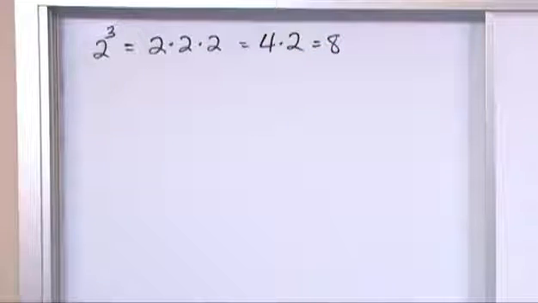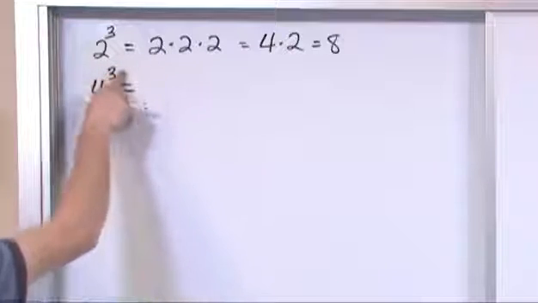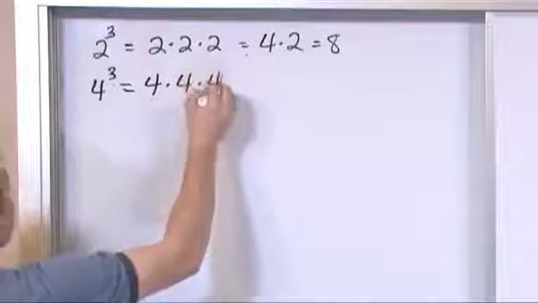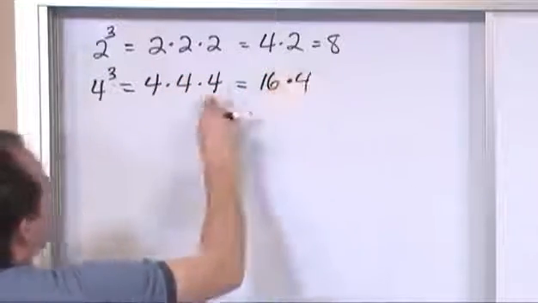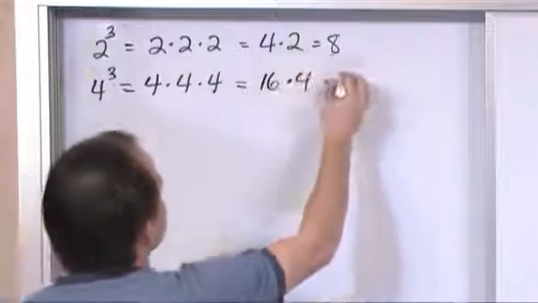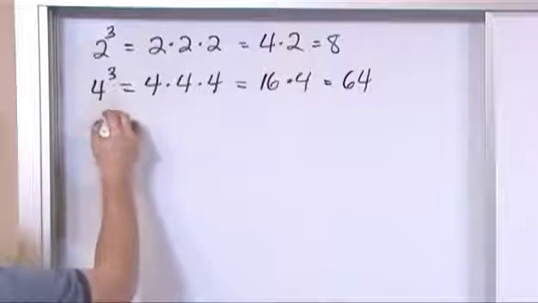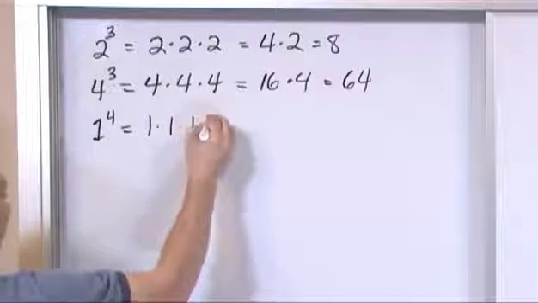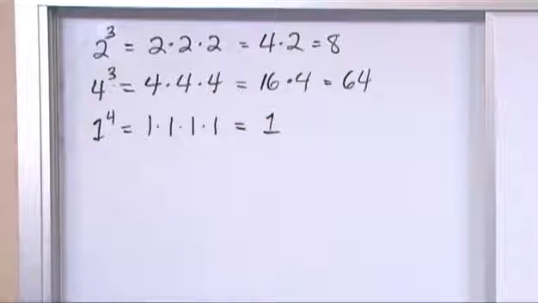So when you're evaluating these, you're going to have to take your time. 4 cubed, right? So that's 4 times 4 times 4. 4 times 4 gives you 16, but you still have to multiply by 4. 16 times 4 is going to give you 64. And so that would be the number that your calculator would spit out at you. If you had 1 raised to the 4th power, anything with a 1 as the base is easy because it's 1 times 1 times 1 times 1. And you know that if you multiply by 1 enough times, you're just going to still get a 1.